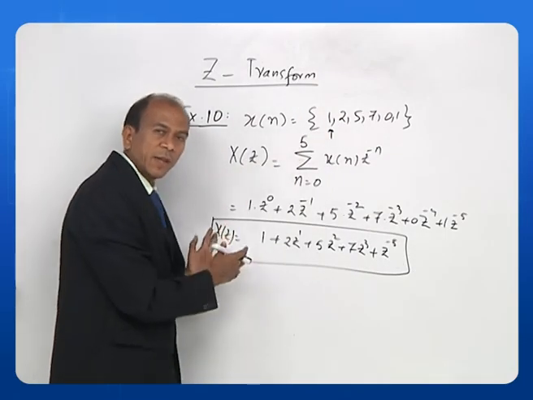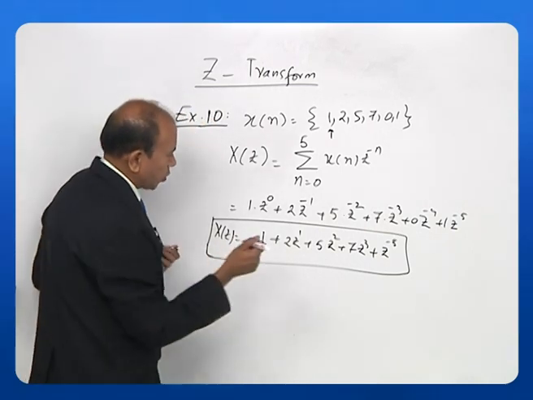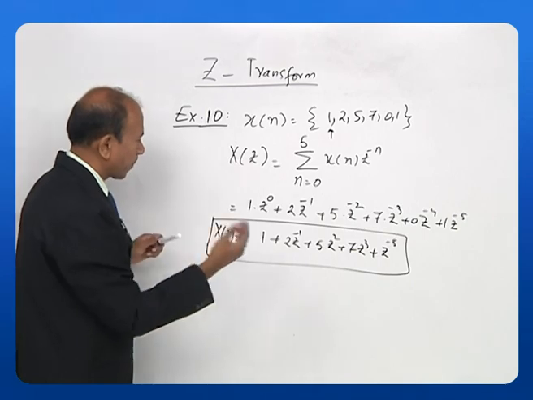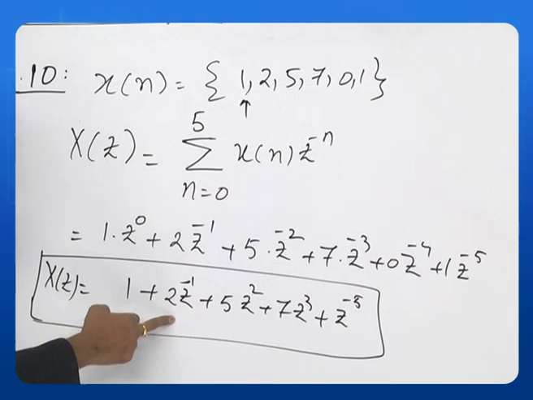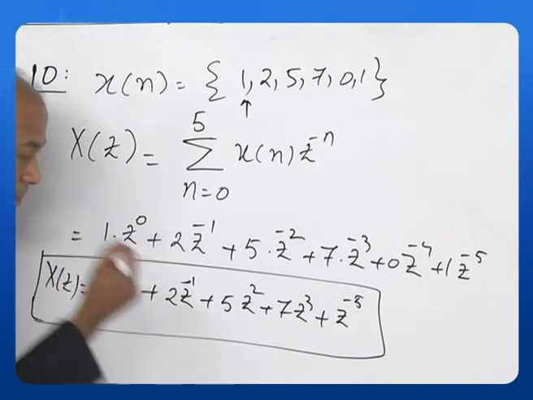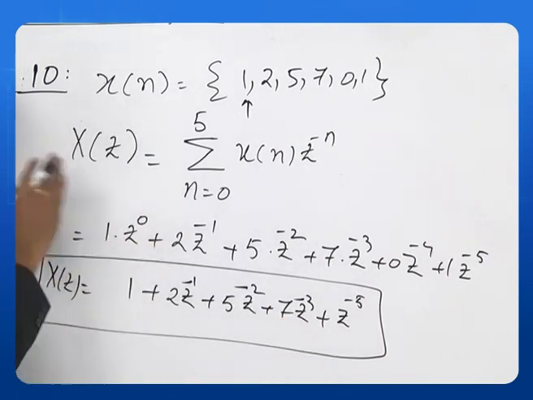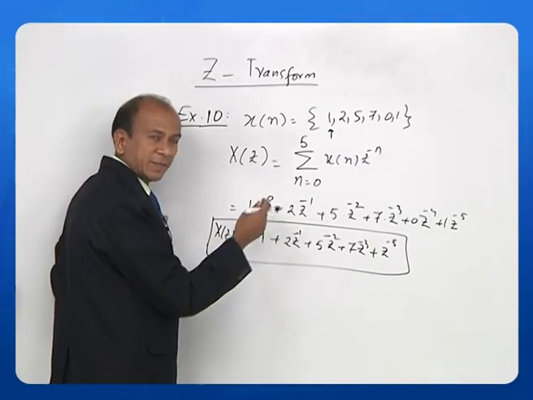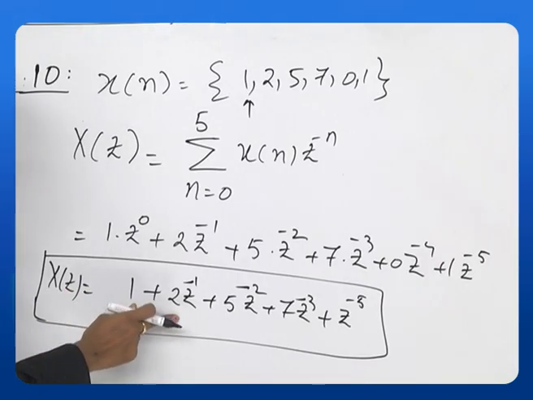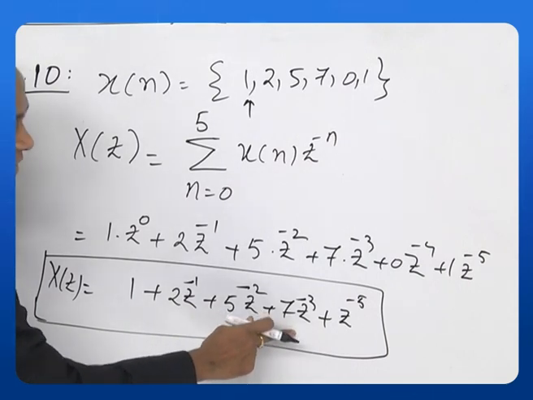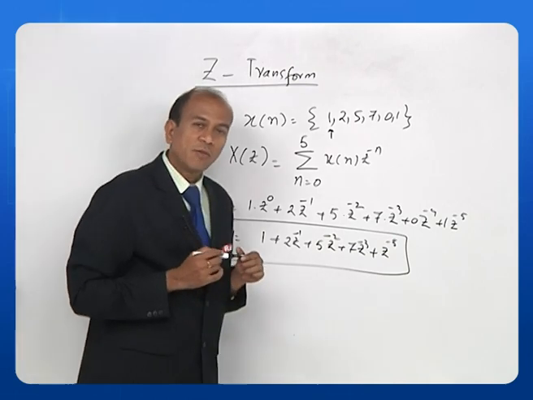So let me repeat this here. X of z is equal to 1 plus 2z to the power of minus 1 plus 5z to the power of minus 2 plus 7z to the power of minus 3 plus z to the power of minus 5. Earlier in the recording I read it wrong, so please rewrite this. So just copied it here. X of z is equal to 1 plus 2z to the power of minus 1 plus 5z to the power of minus 2 plus 7z to the power of minus 3 plus z to the power of minus 5. This is our X of z.